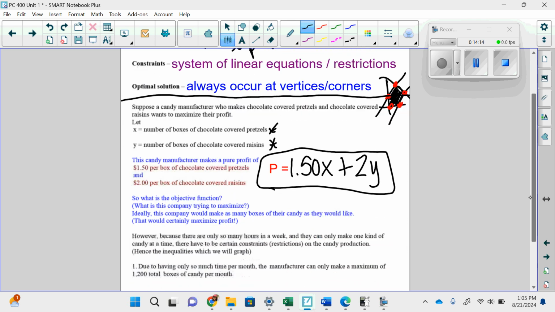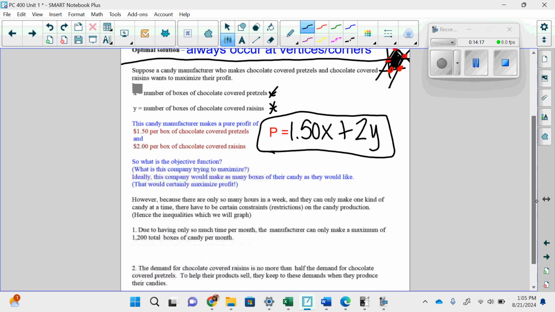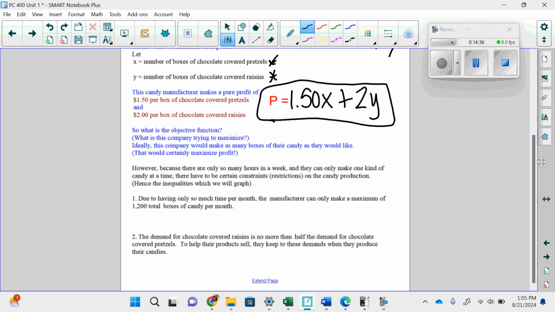Now, ideally, this company would make as many boxes as possible, but we all know that that's not always necessary. There's constraints, there's the amount of hours people can work, there's only enough supplies to make a certain amount of boxes, etc. So we need to take those constraints into account. So our first constraint says, due to having only so much time per month, right, there's only so many hours in a day, the manufacturer can only make a maximum of 1,200 total boxes of candy per month.